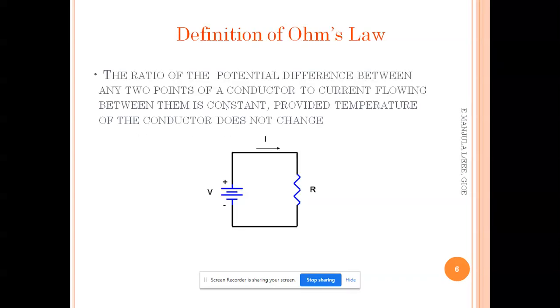Now we will see the definition of Ohm's law, that is, the statement of Ohm's law. It says that the ratio of the potential difference between any 2 points of a conductor to the current flowing between them is constant. That is, V by I is equal to constant, provided the temperature of the conductor does not change.